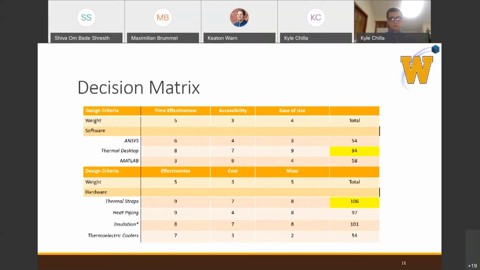The software we chose was Thermal Desktop, based off of the effectiveness, accessibility, and ease of use. And then our hardware we're going to use is thermal straps in combination with multi-layer insulation. Those had the best effectiveness for cost and mass, because there is a mass requirement of the satellite.